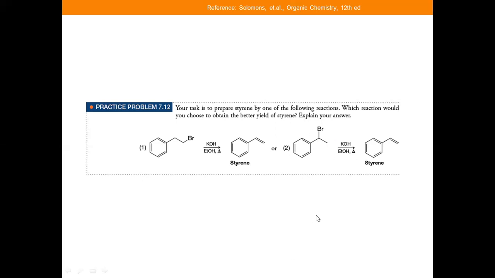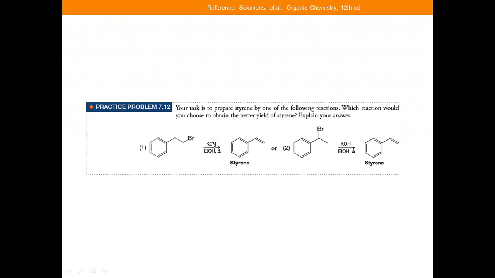Number one or number two? Actually, they are the same, no? It will still yield the same product. They both have the beta protons. But which one do you think will be easier to abstract? Would it be this or would it be this one?